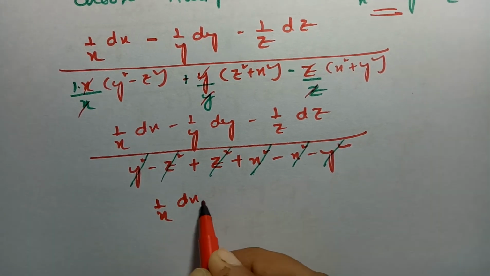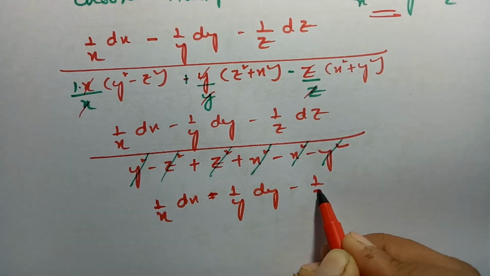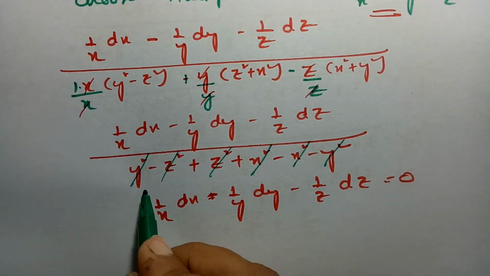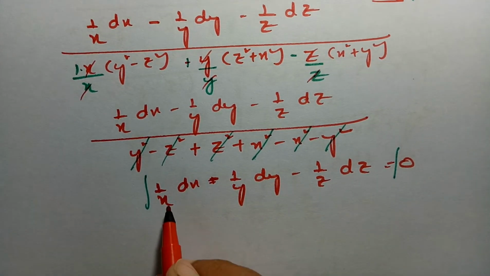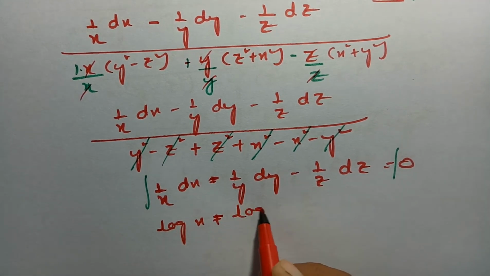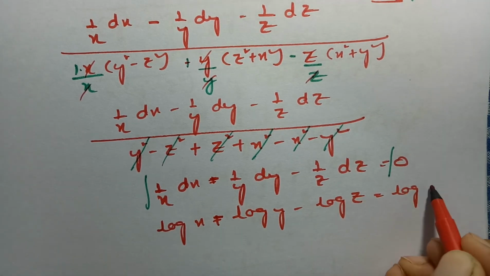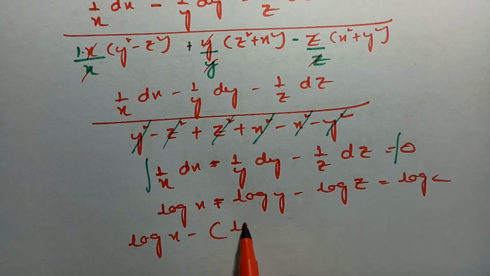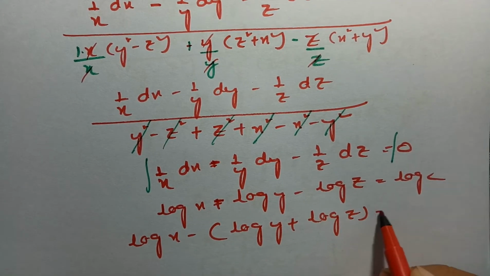That is 1 by x dx minus 1 by y dy minus 1 by z dz is equal to 0. If I integrate on both sides, then for 1 by x dx is nothing but log x. This is also minus log y minus log z is equal to log c. If I take minus as common, this will be log x minus log y plus log z is equal to log c.